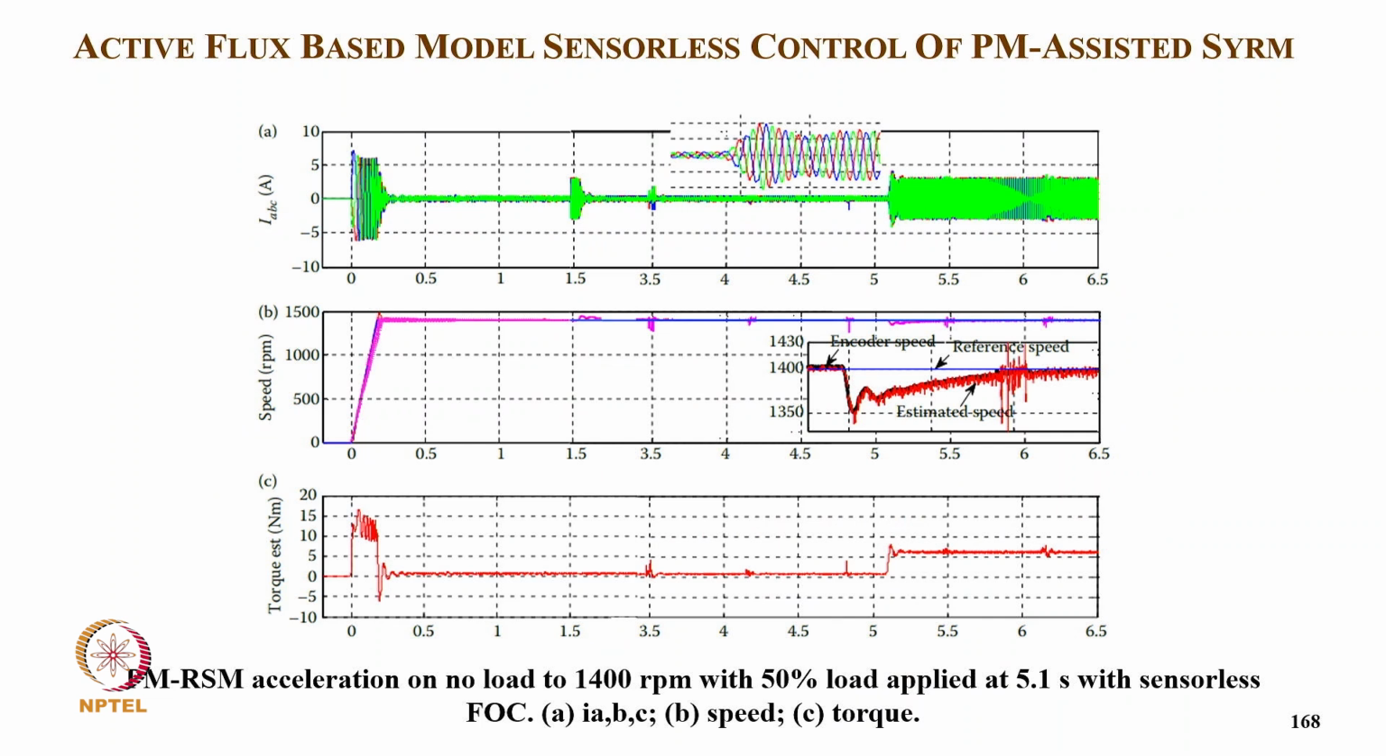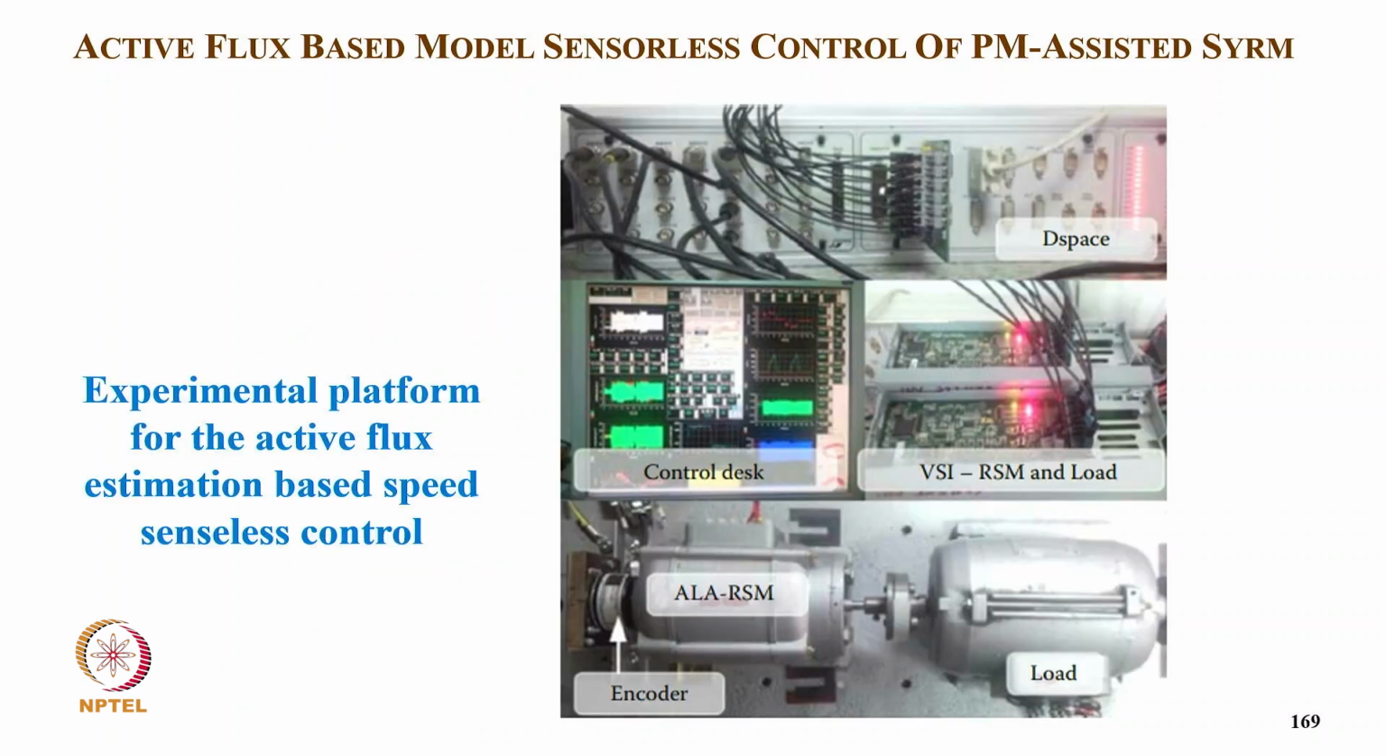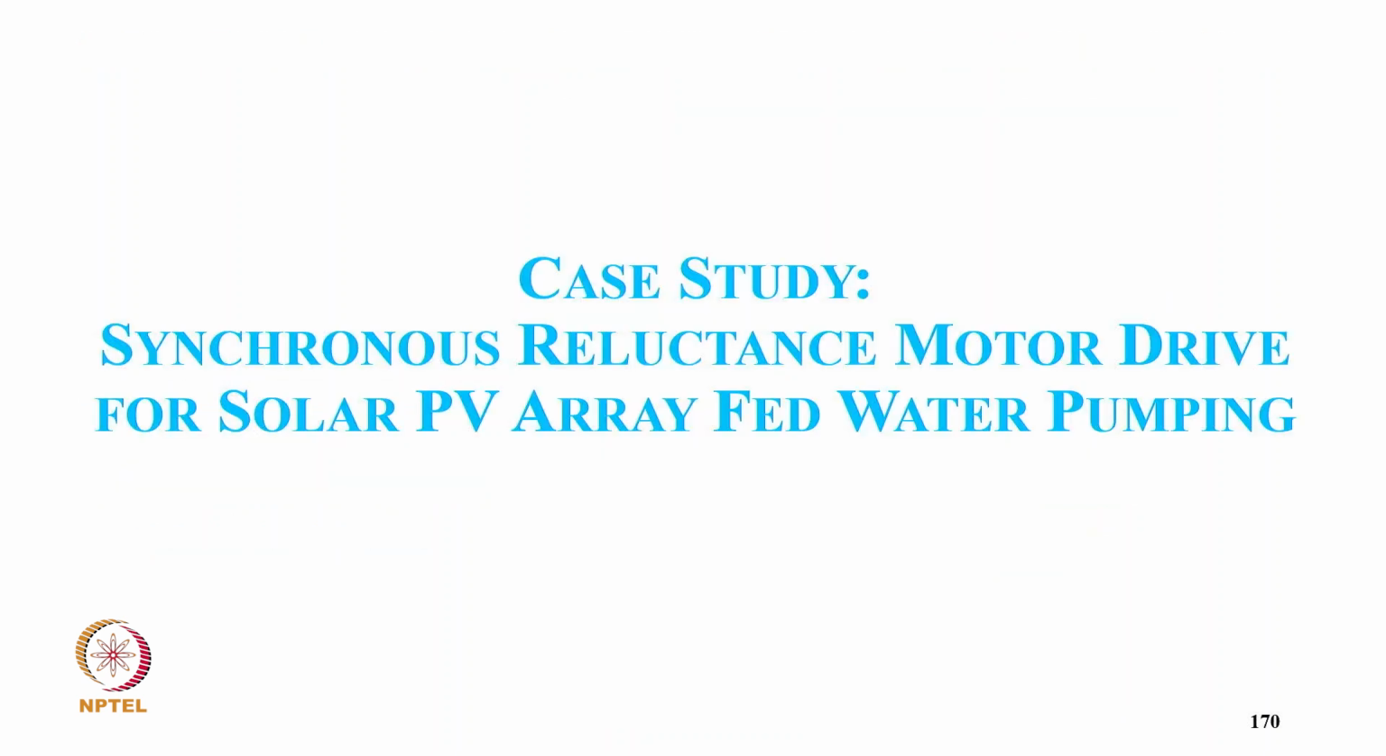And then this is the PM acceleration at no load at 1400 RPM with 50% load applied at 5.1 seconds, as you can see here. Sensorless field control with the 3-phase current, speed and torque. And these are typically the experimental platform for active flux estimation, low speed sensorless control of this axially laminated synchronous reluctance motor.